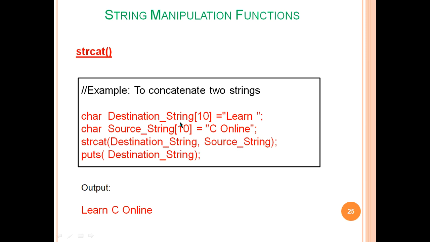An example: I have a destination string in which I have "learn", then I have my source string "C online". So strcat of destination string comma source string. If I concatenate and then print using puts, which is unformatted, see what it prints: "C online", which is in the source string, is concatenated to the destination string. So I get the output as "learn C online".